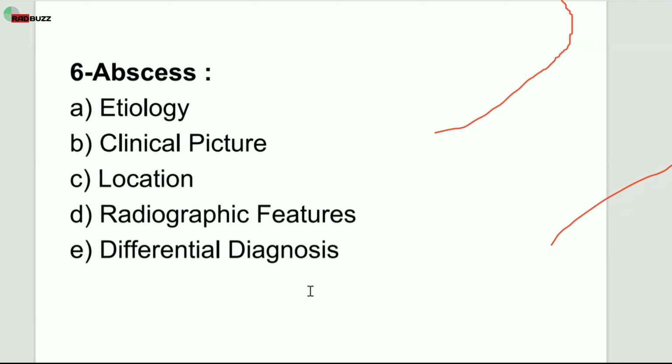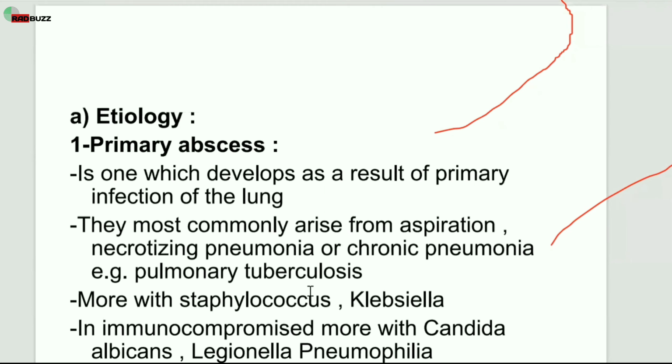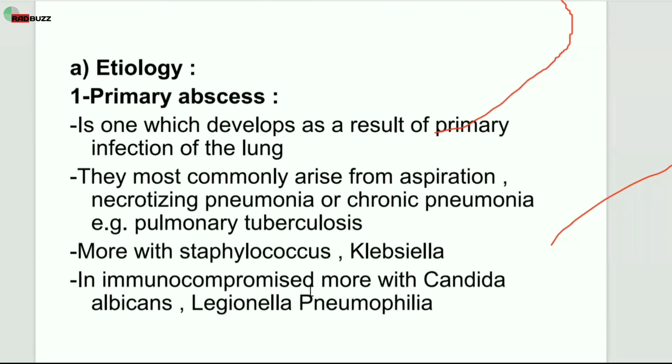Abscesses have different etiology. The clinical picture is more septic. The patient will have fever. Location and radiographic differentials we are going to see. A primary abscess is one which develops as a result of primary lung infection. Whenever there was a lung infection like consolidation, bacterial, viral, or any other infection, an abscess can occur.